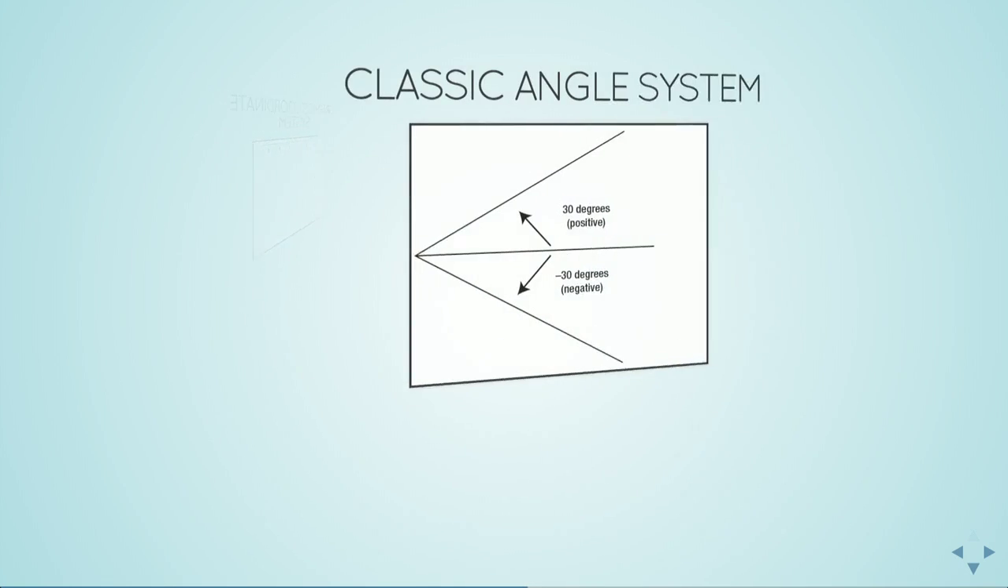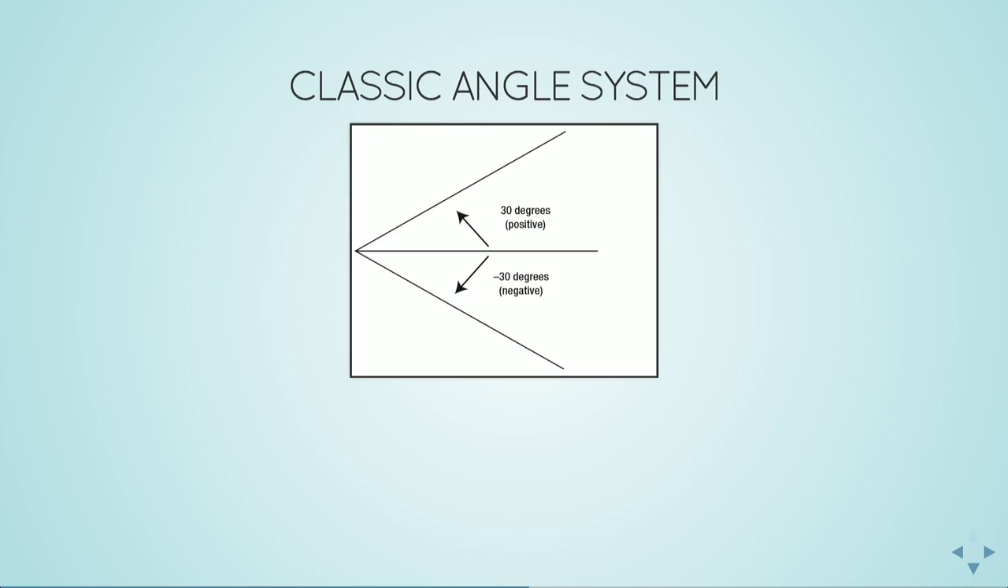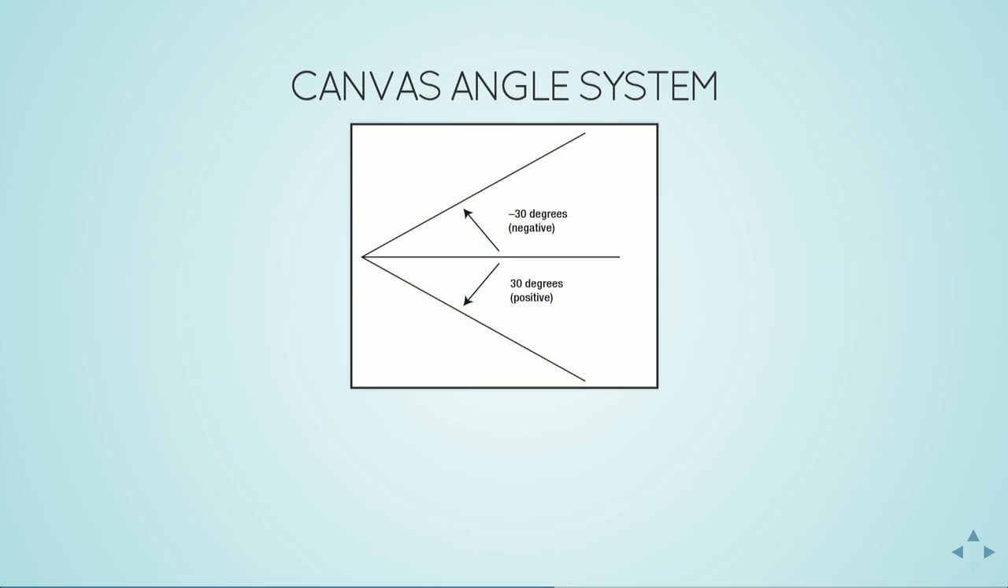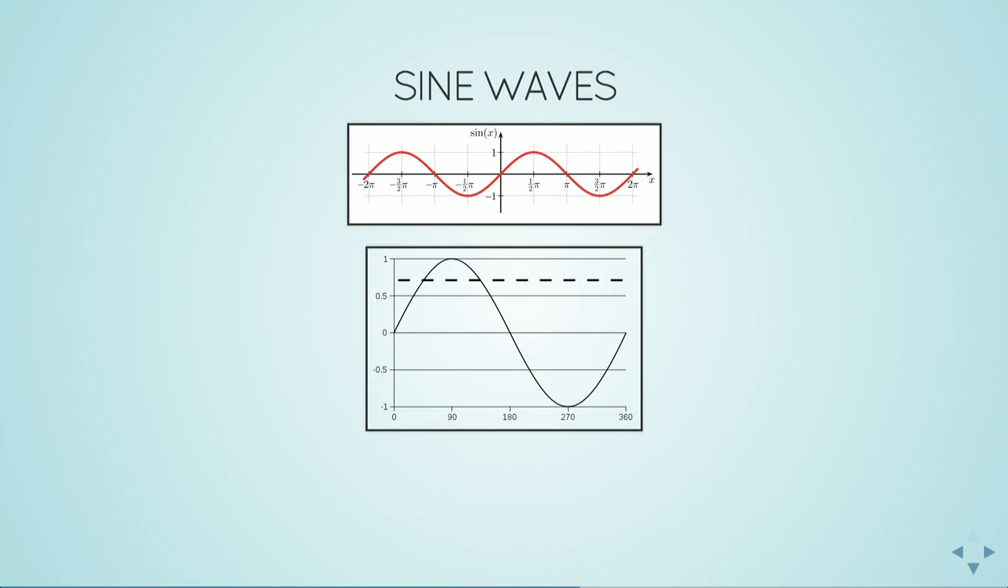But it's also backwards with the angle system. So positive goes up and negative goes down. Well, for canvas, it's actually opposite. Negative goes up, positive goes down, which makes sense for why my circles were going that way, so fourth is going that way. So now let's talk about sine waves.